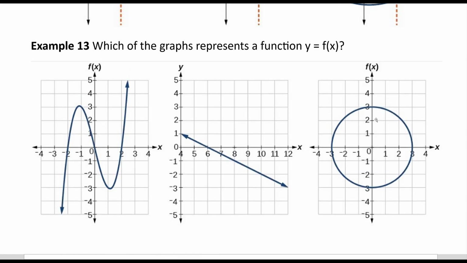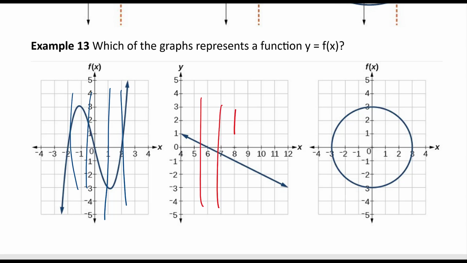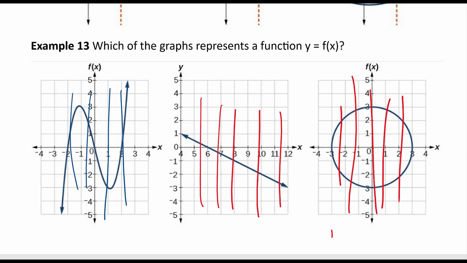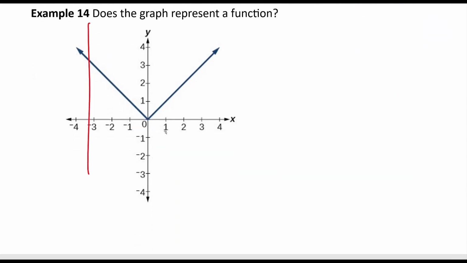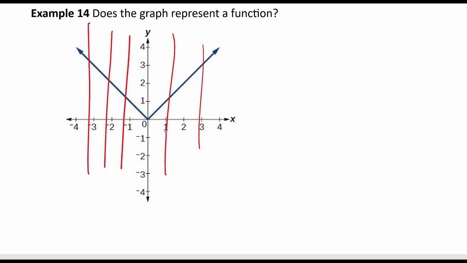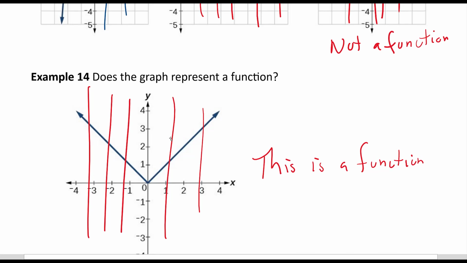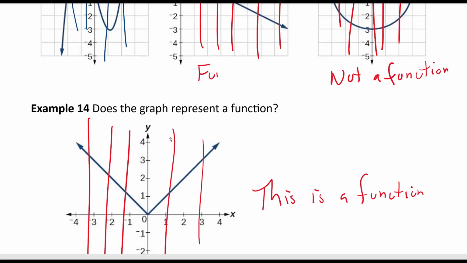So in these, which one represents a function? Obviously this one does, because it only hits it one time. This only hits it one time. But this hits it more than one time, in many places in fact. So this one's not a function. Is this going to be a function? Well, if I draw vertical lines, it hits it only one time, so this is a function. So I probably should come back up here and say function, function.